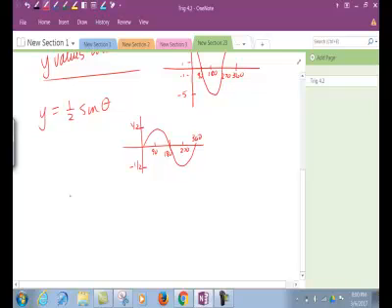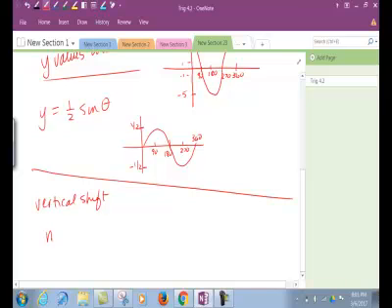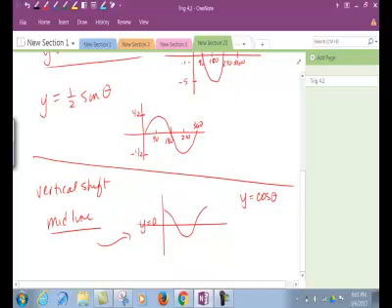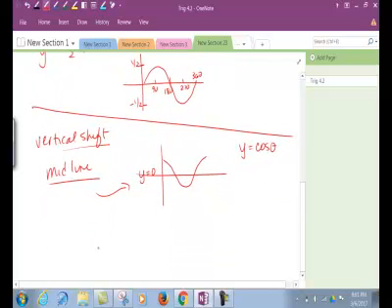The next transformation we do is a vertical shift. And so in order to do the vertical shift, I have to define this thing called a midline. So if this is y equals cosine theta, when I graph it, the line y equals 0 is the midline of the cosine graph. It's the horizontal line that balances it, cuts it right in the middle. When we have a vertical shift, we are simply shifting the midline.